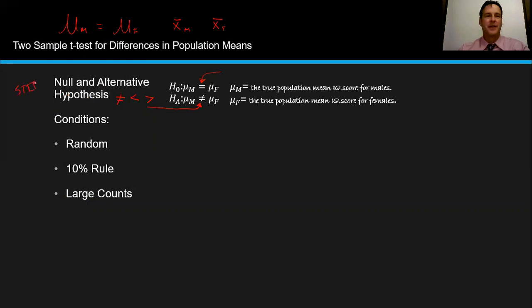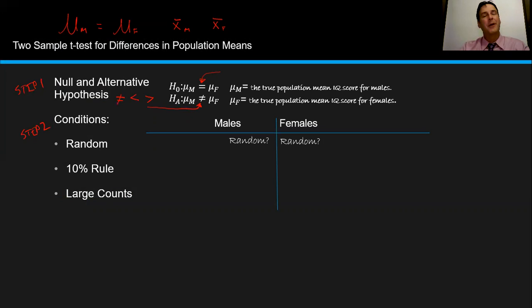Now, in order to move through this test, we will have to go past the first step to the second one and test the conditions. Now we will do conditions for both males and females. The first one deals with random. We're going to ask ourselves, were the test scores that we got for this IQ exam random, with respect to each gender?